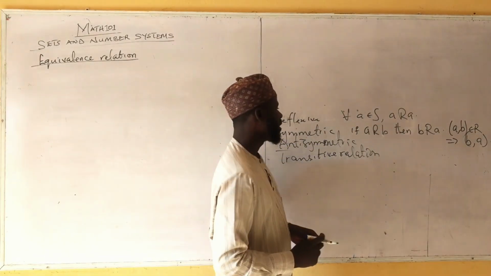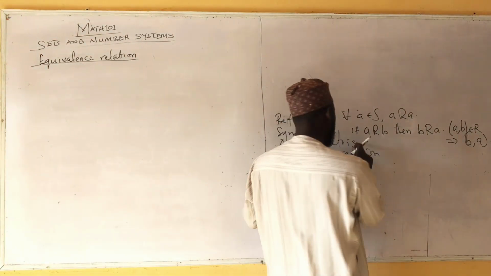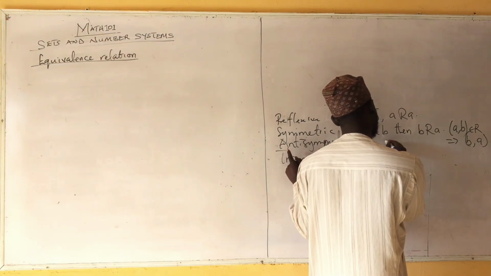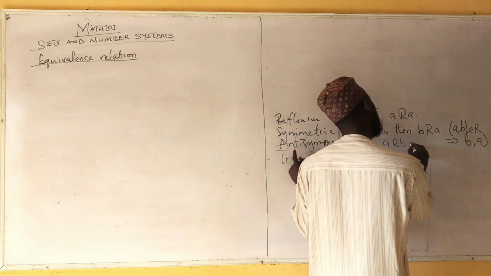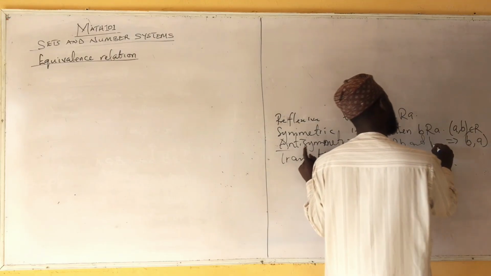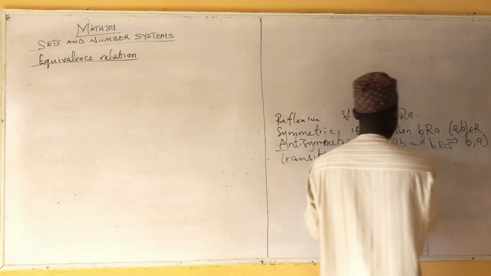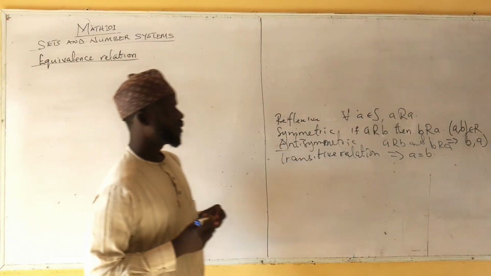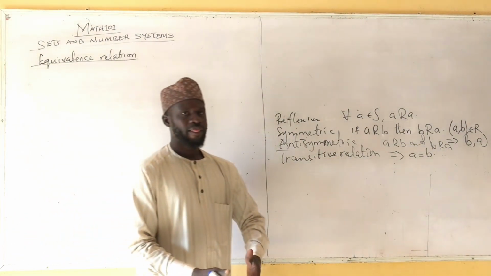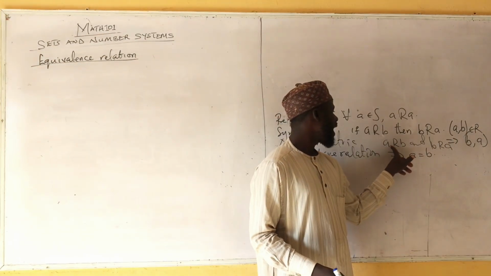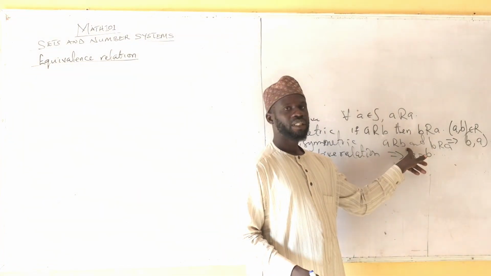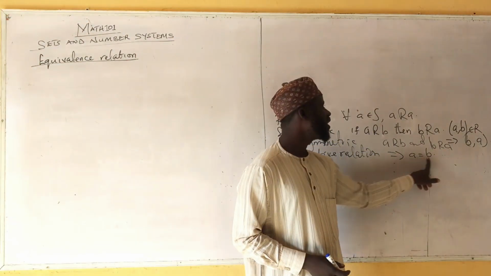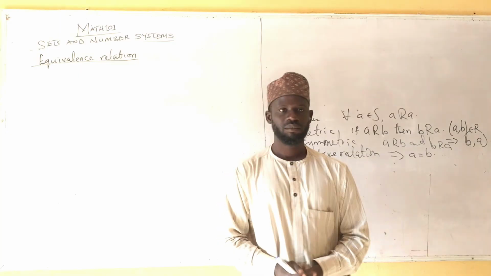We have the anti-symmetric relation. The anti-symmetric relation simply means that whenever you have A is related to B and B is related to A, then A and B are equal. Whenever you have two elements that are related and inversely related, definitely the two elements are equal.